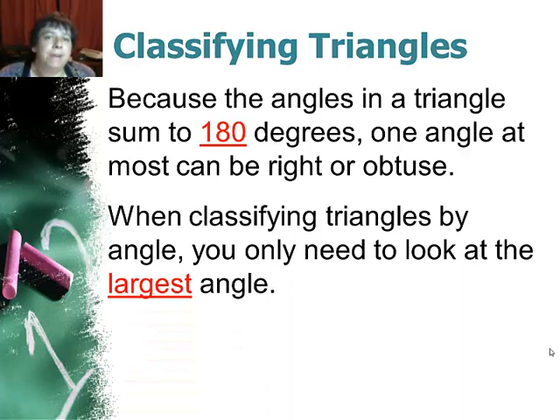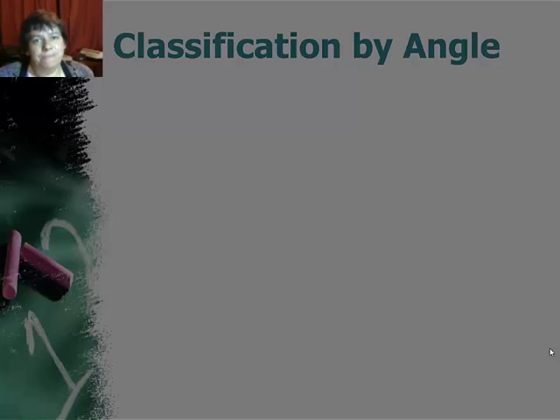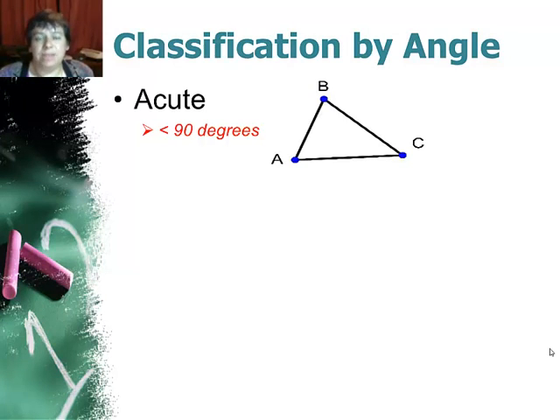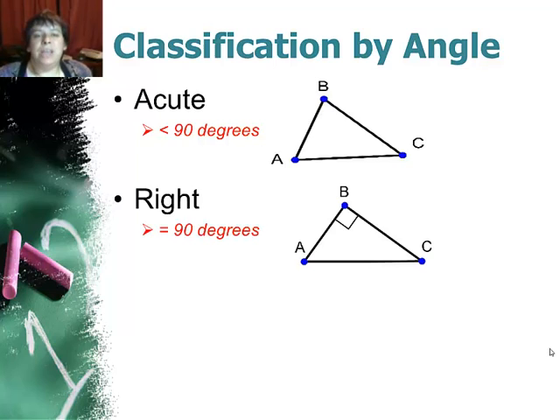So when classifying triangles by angle, you only need to look at the largest angle. You don't have to look at all 3. So there are 3 different classifications. One is when all 3 angles are less than 90 degrees, and it is acute. Again, you can still look at the largest one, and it still works. The next type of angle is when the largest angle is 90 degrees, and the classification is right.